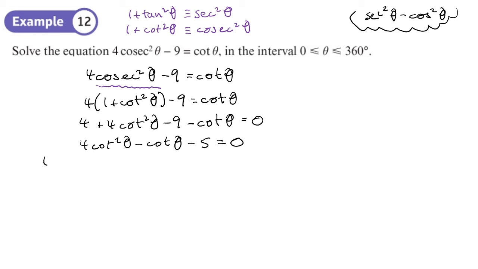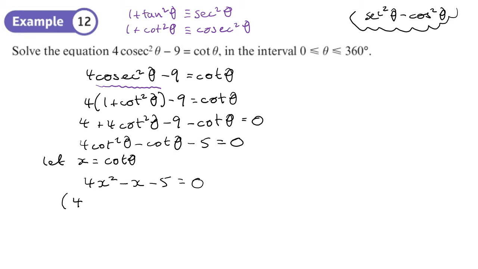Yep, so at this point we might say let x equal cot theta. So then we're trying to solve this quadratic. 4x squared minus x minus 5 equals 0. So at this point we could then use our calculator to find the solutions. Don't know if that factorizes or not. It may or may not factorize. Let's try factorizing it. If not, we'll use the quadratic equation.